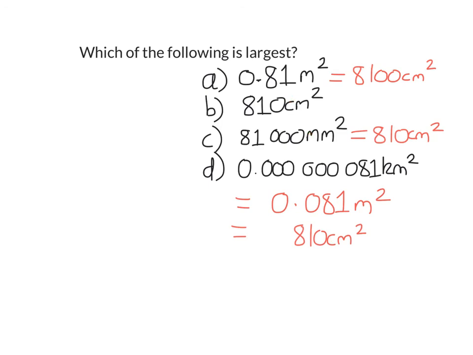So it turns out this, and this are all the same. B, C, and D all occupy the same area of 810 centimeters squared, but this first one here, it's 8,100. It is clearly the largest. So this would occupy the greatest area.